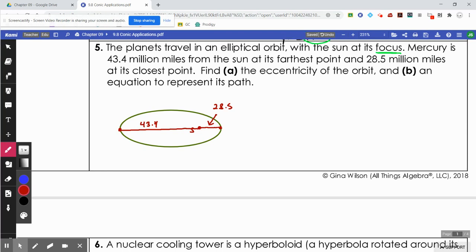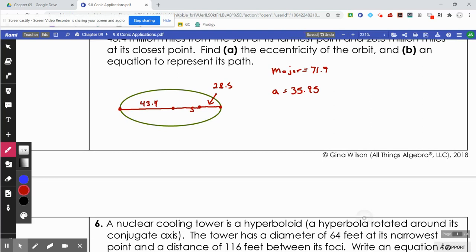So since they gave us the closest and farthest point, I've just drawn the major axis. So the length of the major axis, if I were to add those two together, 43.4 plus 28.5, the length of the major axis is going to be 71.9 million miles. The a value is going to be the distance from the center to one of the outside points on that major axis. So your a value is going to be half of that, which is going to be 35.95.